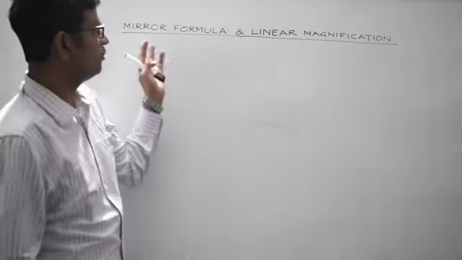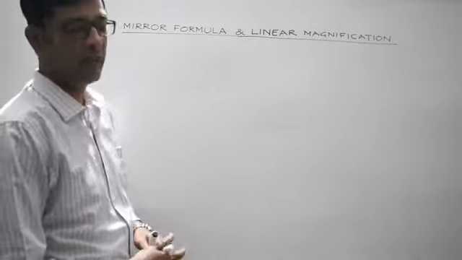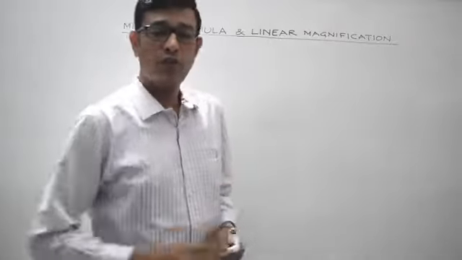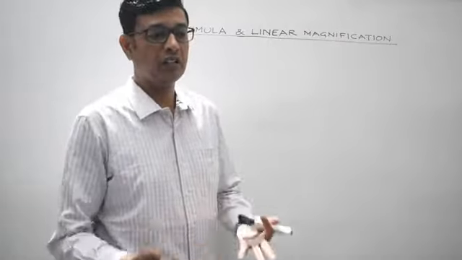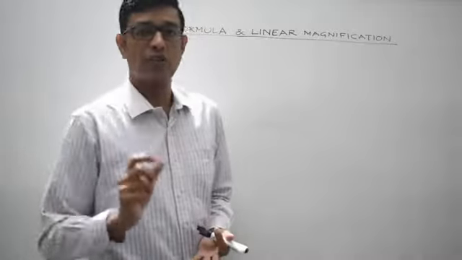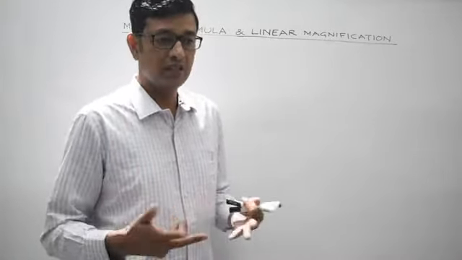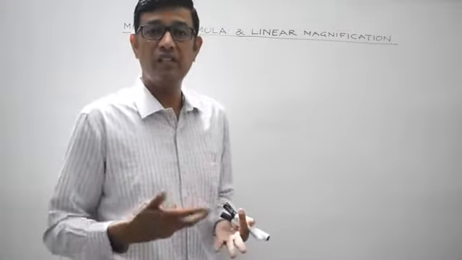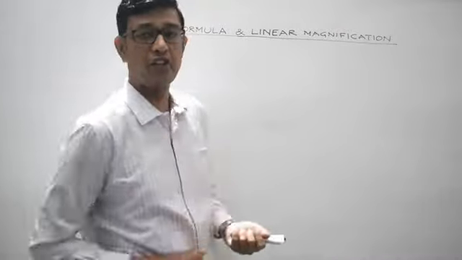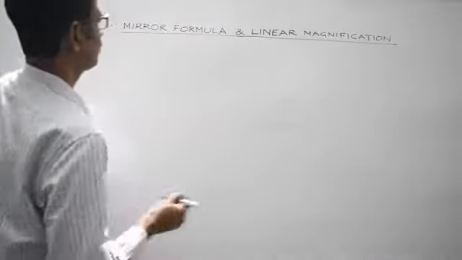Okay, in this section we will discuss mirror formula and linear magnification. And before this, we need to make ourselves familiarized with the notations which we will be using for representing object distance, image distance, object size, image size, linear magnification. So let's first understand those things.